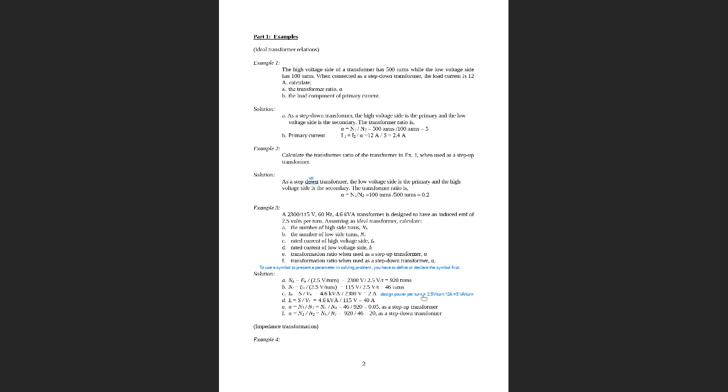when you're looking at the high voltage side. Now looking at the lower side, because the power is the same as the high voltage side, the voltage is lower, and the current is 40 amperes.